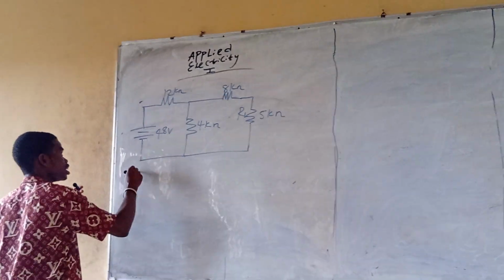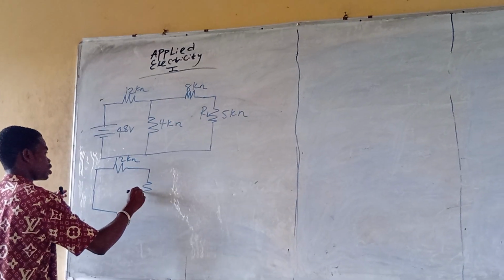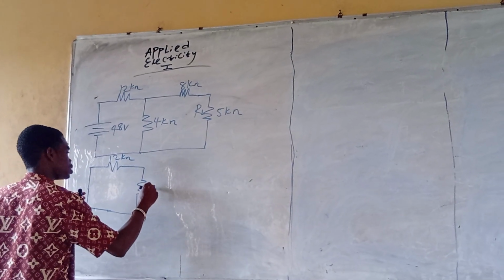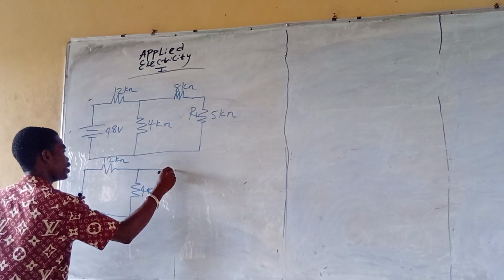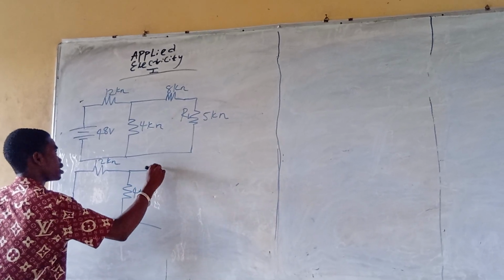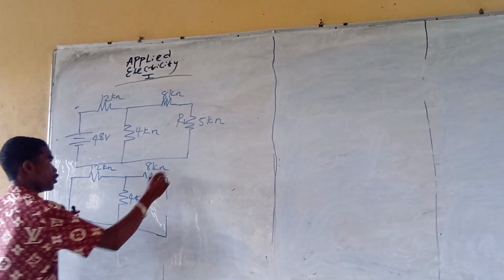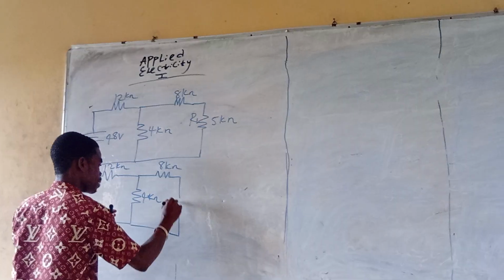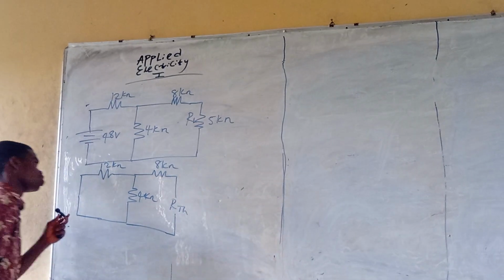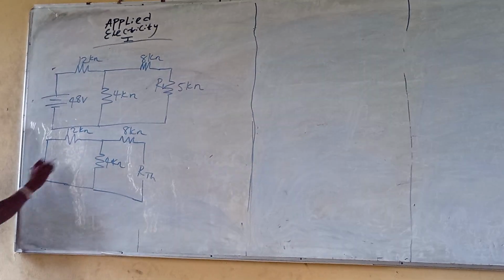So let's short circuit it. I've short circuited it. So I have here 12 kilo ohms, then 4 kilo ohms, then I include here 8 kilo ohms, then load resistance. We replace it with Thevenin's resistance. So how are we going to solve this circuit? Now this and this are in what? Parallel. This is in series with them.